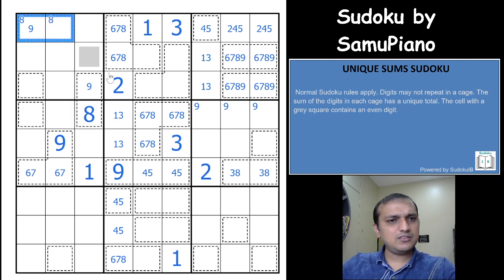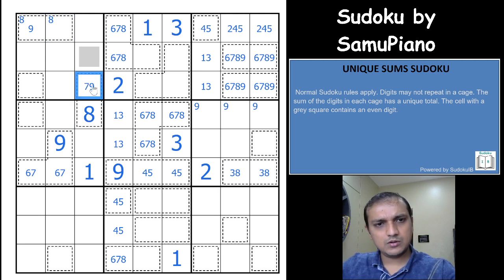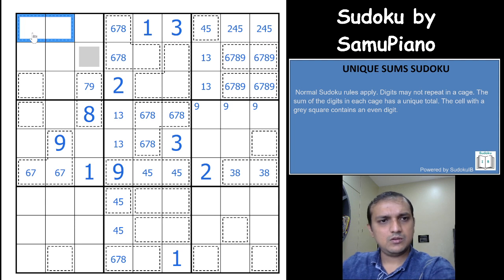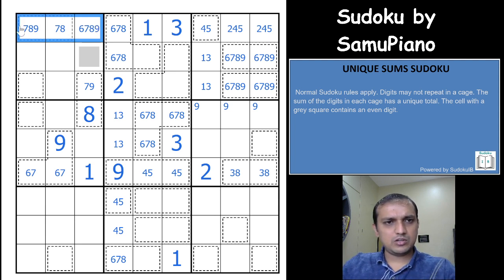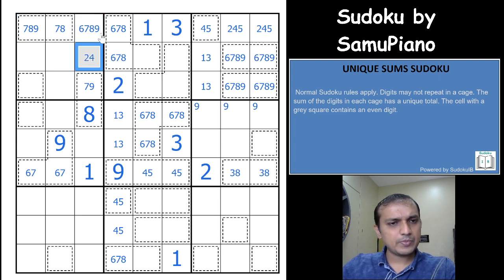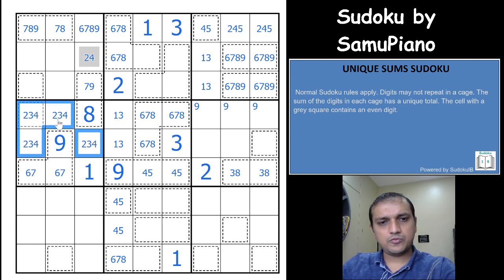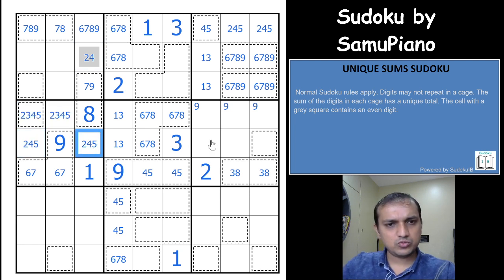This is one of the 8s here. This can either be 9 or a 7. This is 7 or a 8, and this is 7, 8 or a 9. Okay, this is also 6, 7, 8 or a 9. You get a 6, 7, 8, 9 quadruplet here. So this is 2 and a 4. 2, 3, 4 and 5. 3 cannot be in any of these two cells.